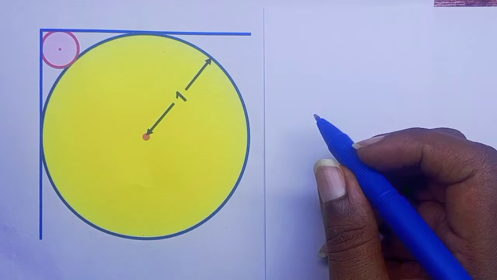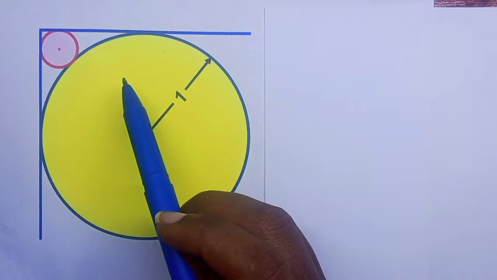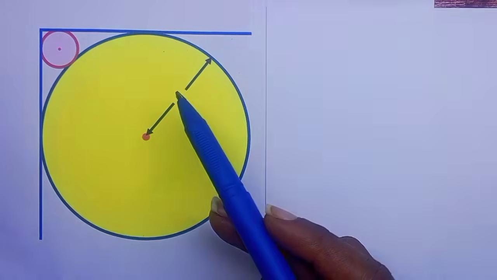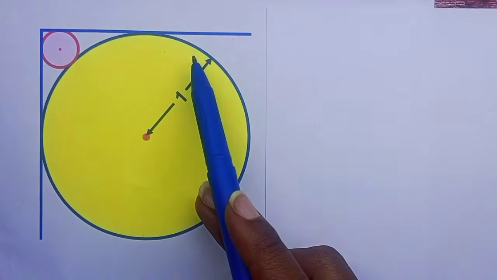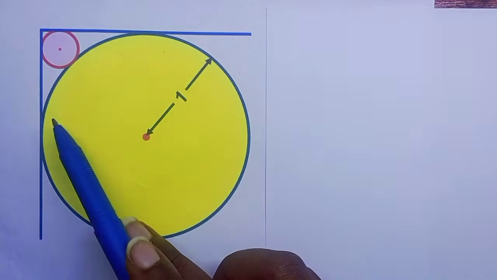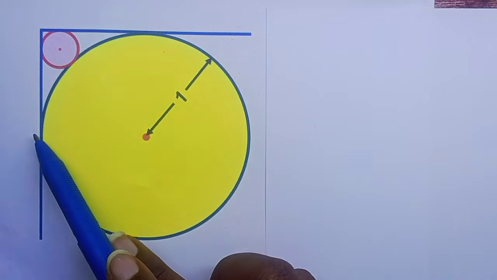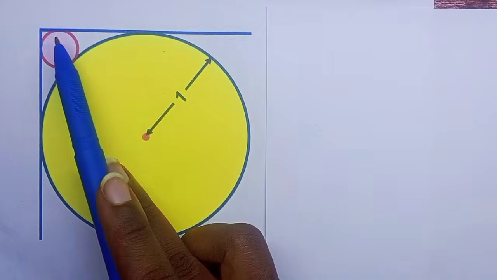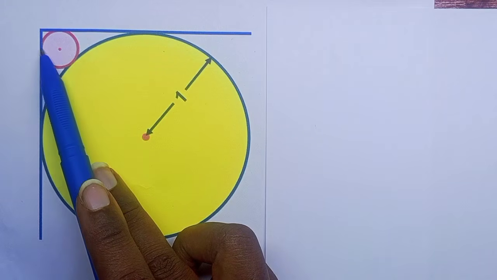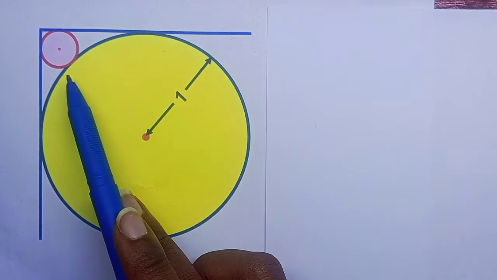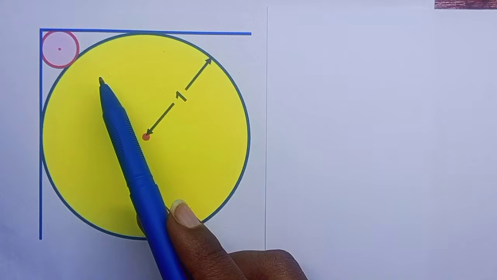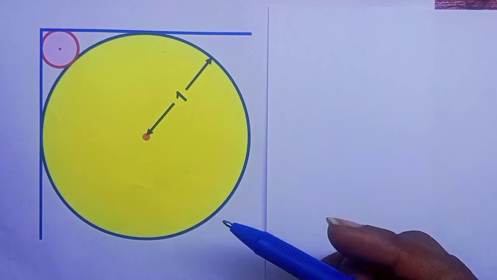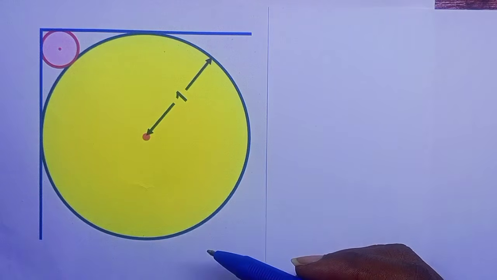We are required to find the radius of this small circle. As you can see, we have this small circle and this big circle. The big circle is tangent to this line at this point and at this point. Also, the small circle is tangent to the same line at this point and at this point, and also tangent to the big circle. And the radius of the big circle is 1. So let's find the radius of the small circle.